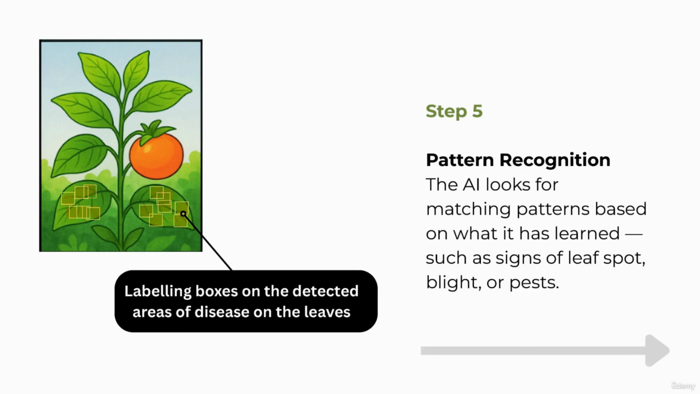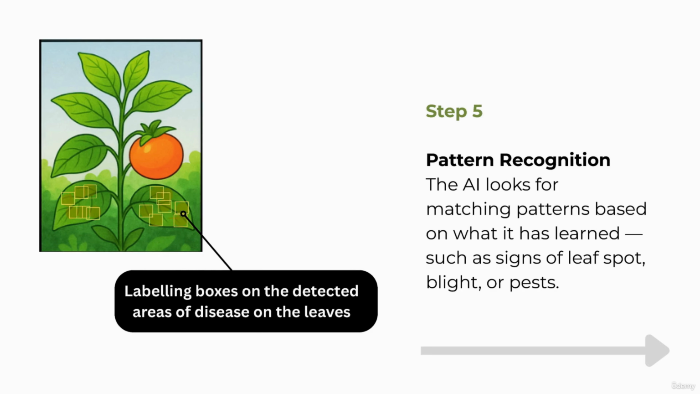After this, we have pattern recognition. So the system looks for shapes, colors, or spots it has seen in past examples, like signs of disease or pest damage. If it finds something similar, it connects it to a known problem.